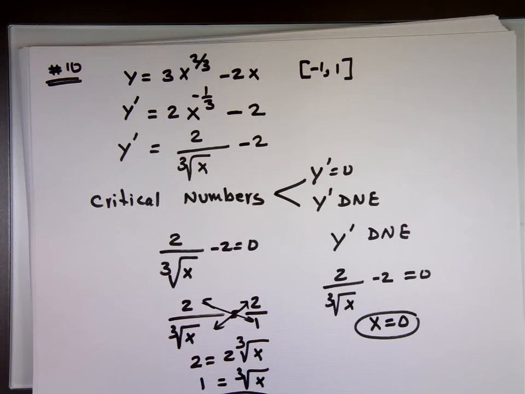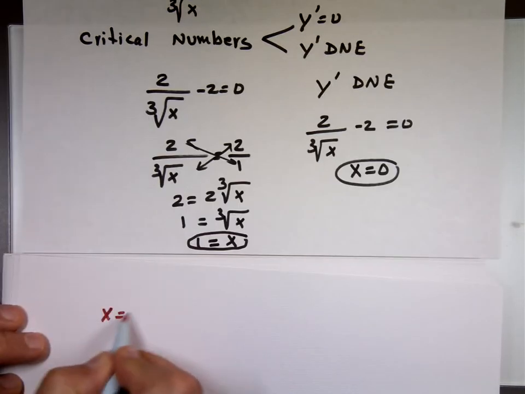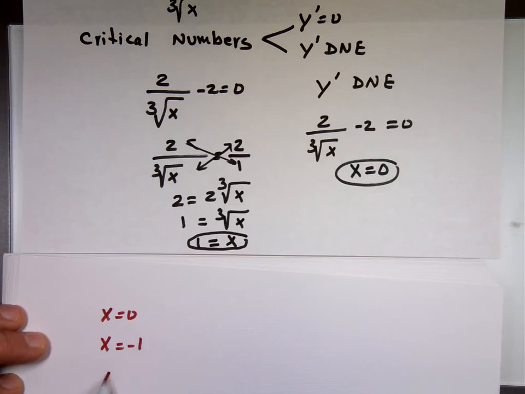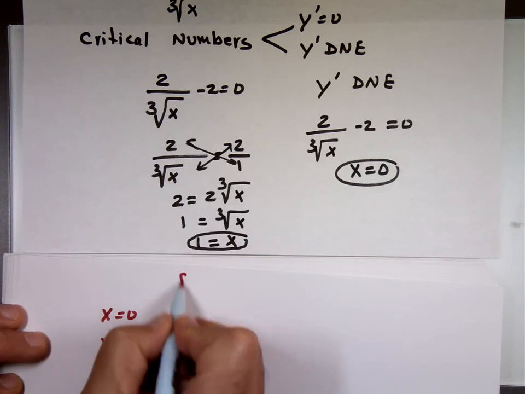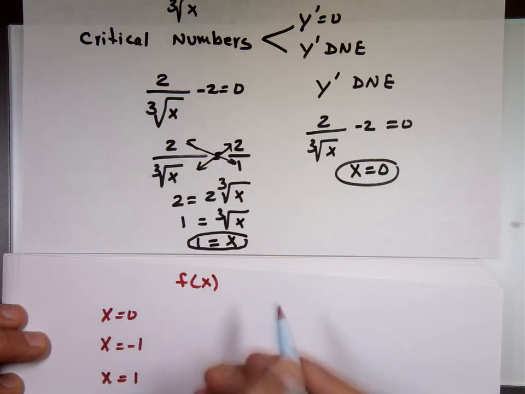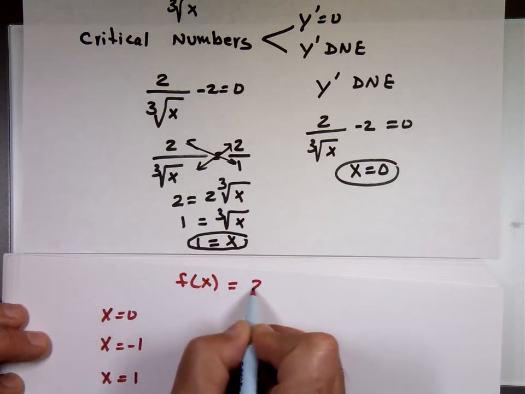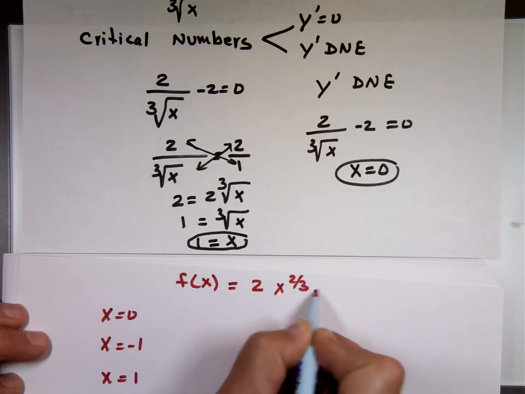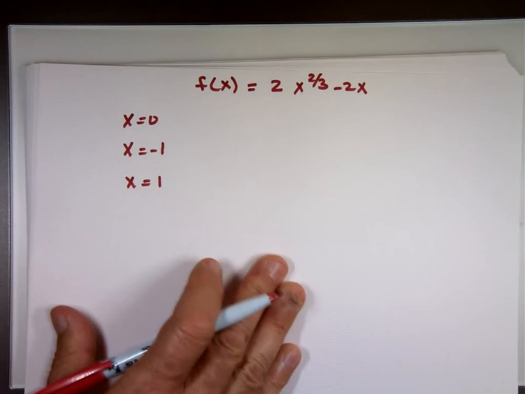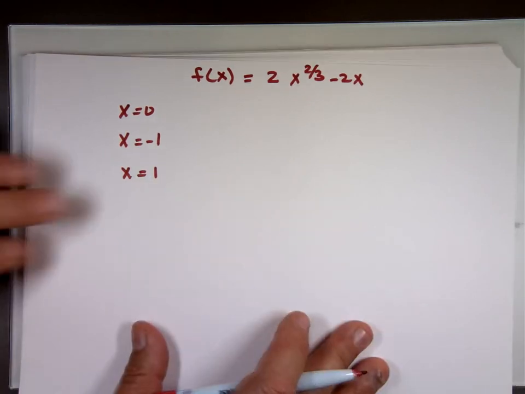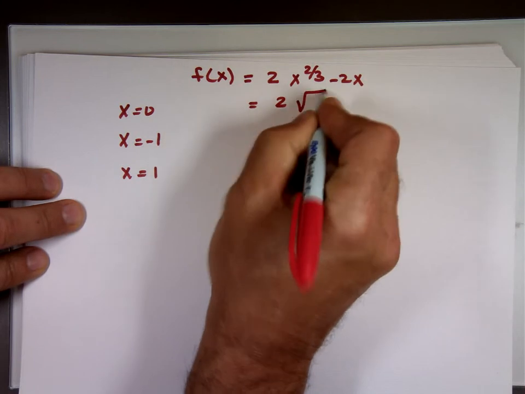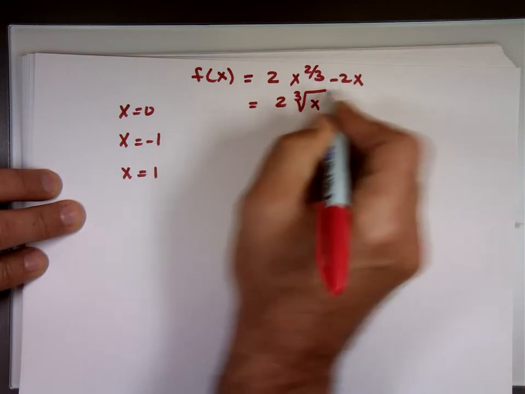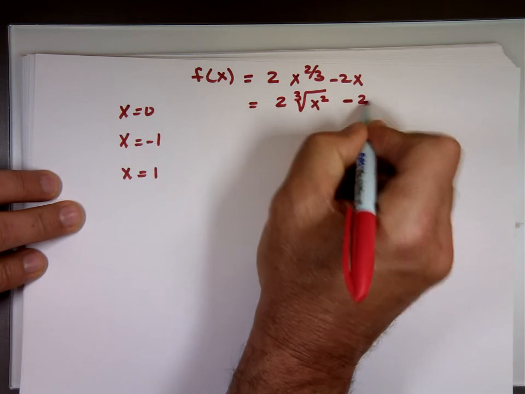So now when you test your endpoints and that point, one of them is going to be the maximum value, one is going to be the minimum value. So we have 3 points to test. We have the 0, we have the negative 1, and we have the 1. Again, f of x, or y, whatever, is 3 times x to the 2/3 minus 2x. If I don't want to use a calculator, that reads to me 3 times the cube root of x squared, minus 2x. So let's test it.